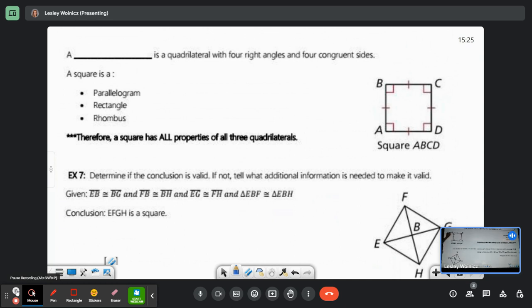We have four right angles, so we know it's a rectangle. We've got four congruent sides, so we know it's a rhombus. What is this? Square. It's a square. So a square is special because we can use all the properties of a parallelogram, all the properties of a rhombus, and all the properties of a rectangle. Okay, that's a whole lot of properties. You know what I mean? Yeah. Okay.